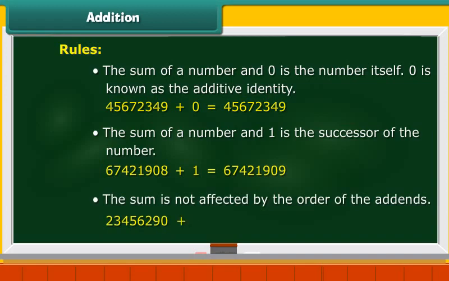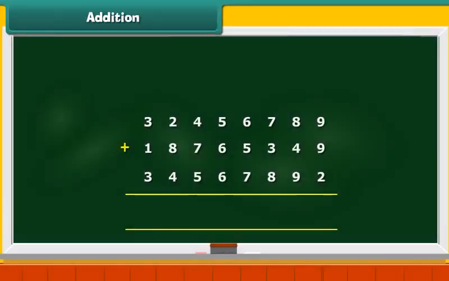23456290 plus 12098045 is equal to 12098045 plus 23456290. Let us now learn to add large numbers.